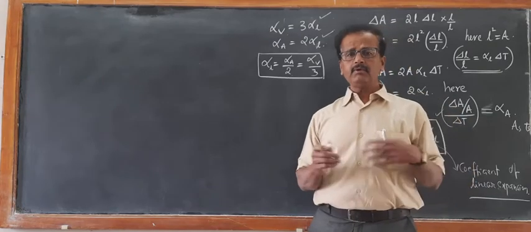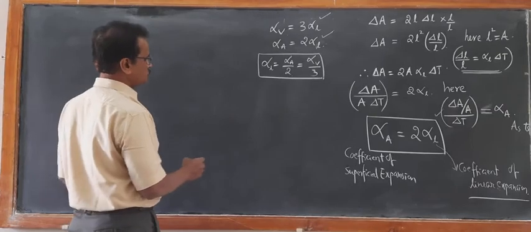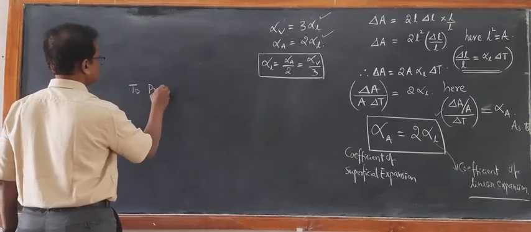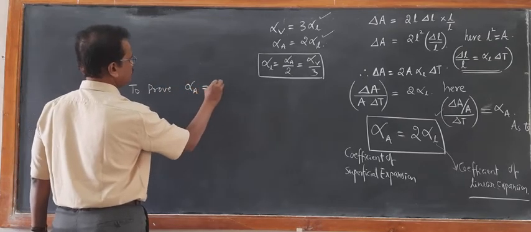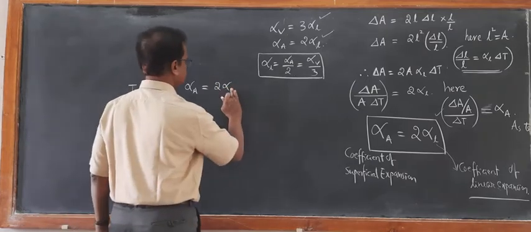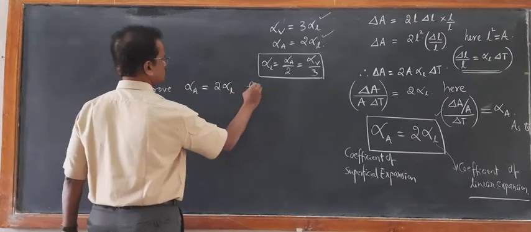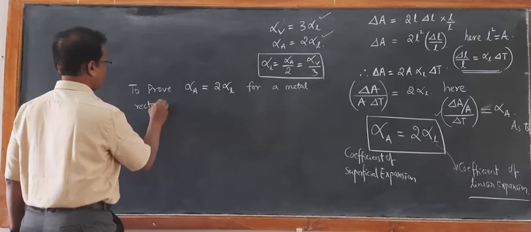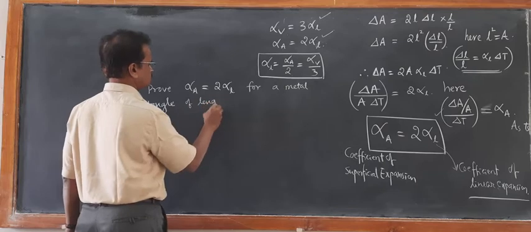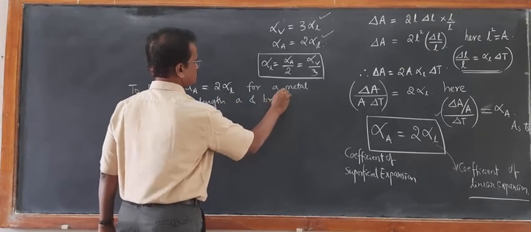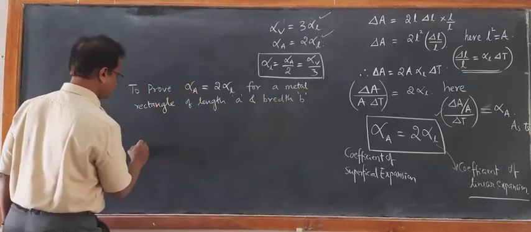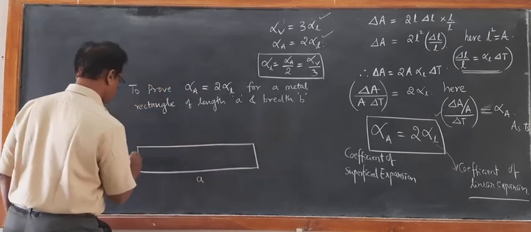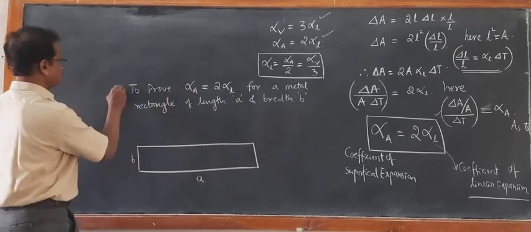Now I have one more exercise. I am going to give this exercise for you to prove the same relation, alpha A equal to 2 times alpha L. To prove the relation between areal expansion and coefficient of linear expansion for a metal rectangle of length A and breadth B. Suppose there is a metal rectangle of length A and breadth B. I am giving this exercise for yourself. Try it.